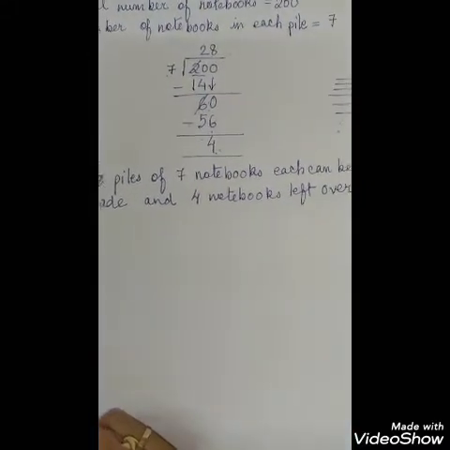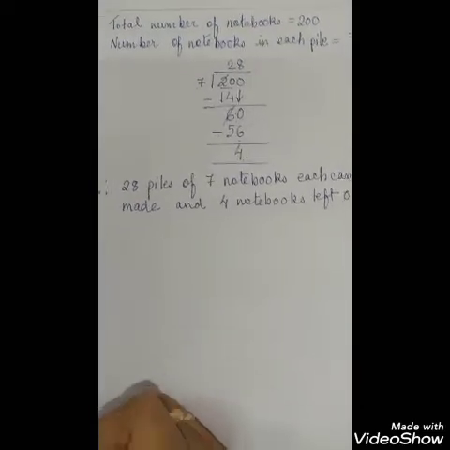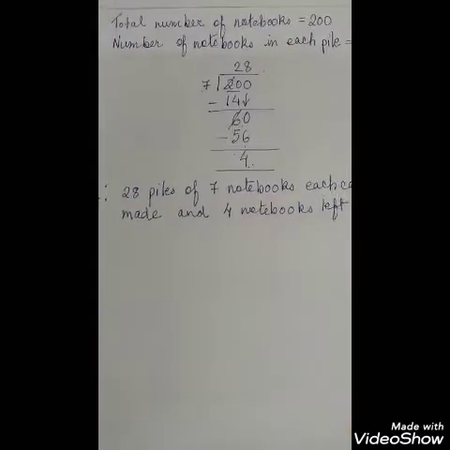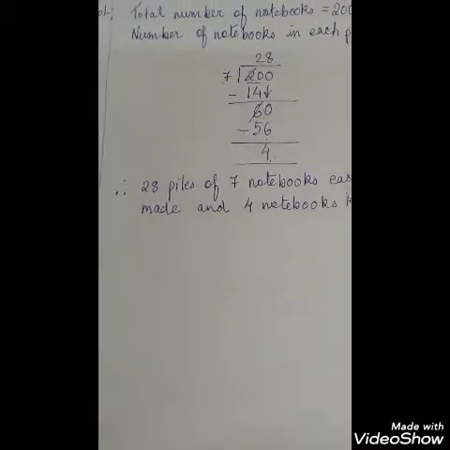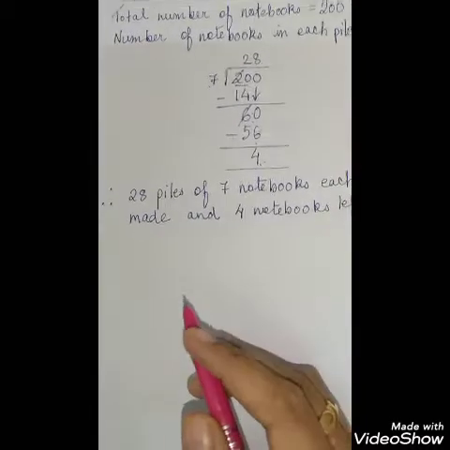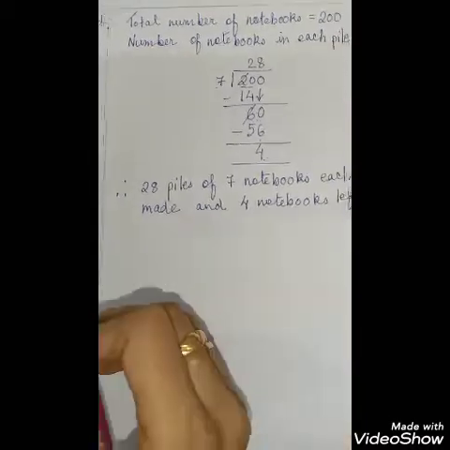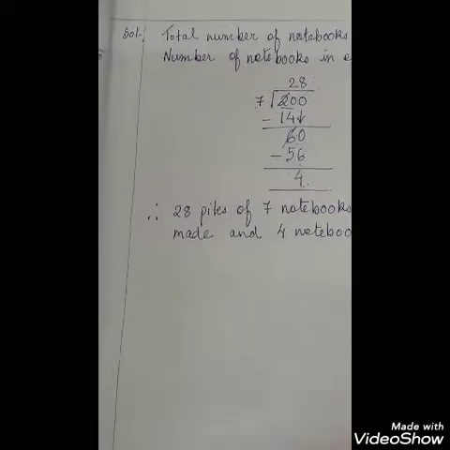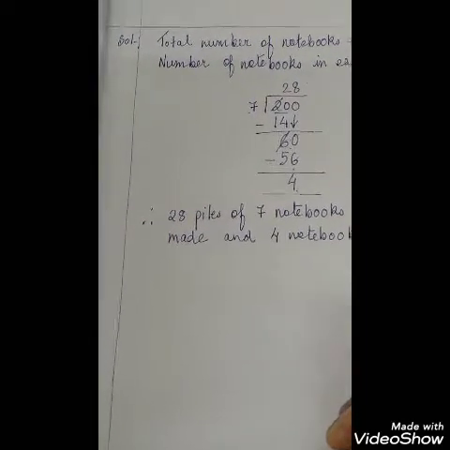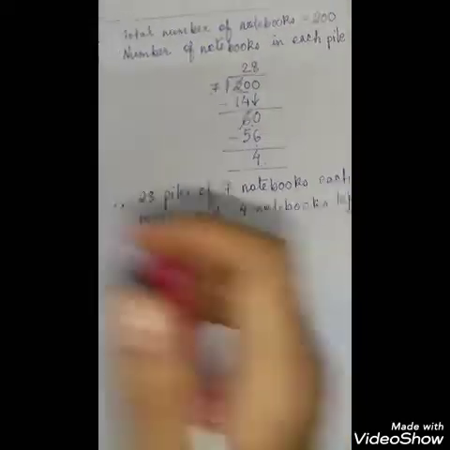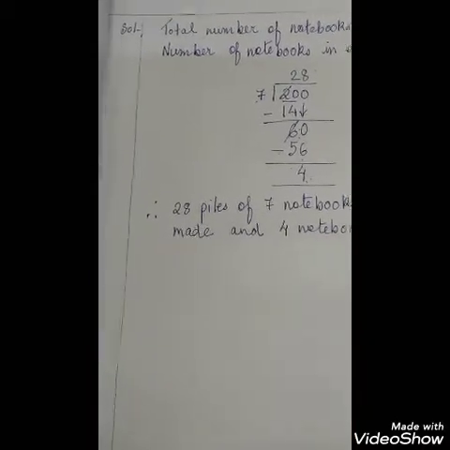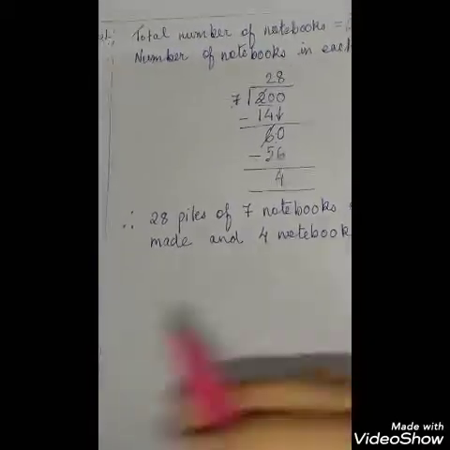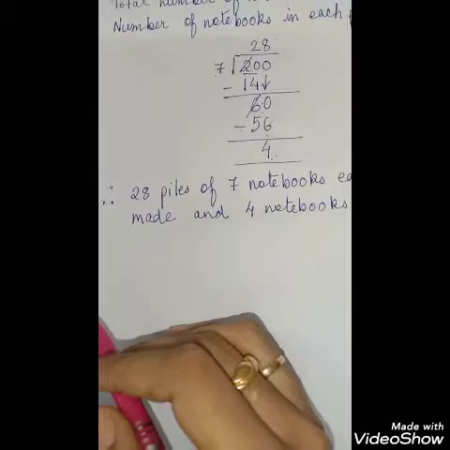Clear? So number C, children. A and B I have shown you. Number C, page number 94 from your textbook, you complete by yourself. C is your homework. Now the last question, question number 2, I will discuss with you. Clear?